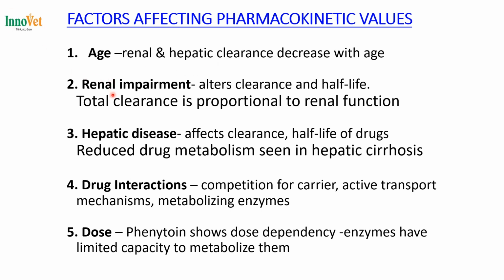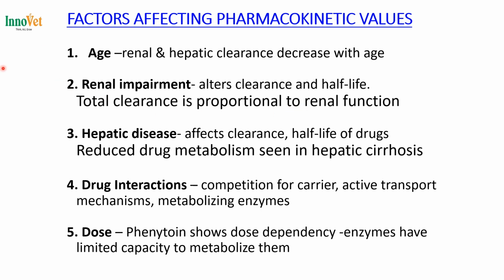Then the second one is the renal impairment, as I explained before. This alters the clearance. In other words, renal impairment compromises the clearance of that particular drug, but as well, it increases the half-life of that drug because not much of the drug will be eliminated from the plasma. That's why I'm saying that the total clearance is proportional to the renal function. In other words, if the renal tissue is in good health condition, there will be effective clearance of the drug from the plasma.